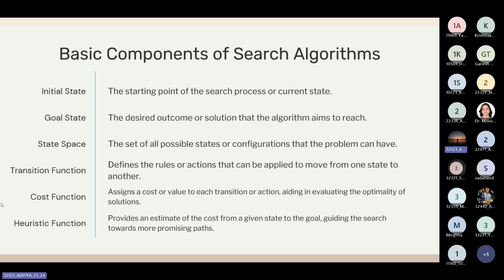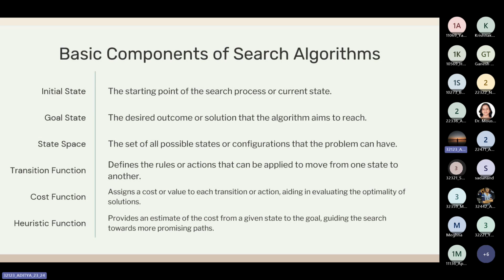The next is the heuristic function. A heuristic function comes into the picture only when we talk about informed search algorithms. We will look at what informed and uninformed search algorithms are further on. But basically, a heuristic function is an estimate, based on how much cost is required to reach the end goal.